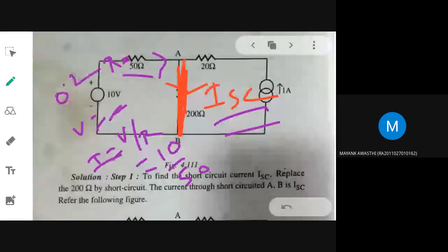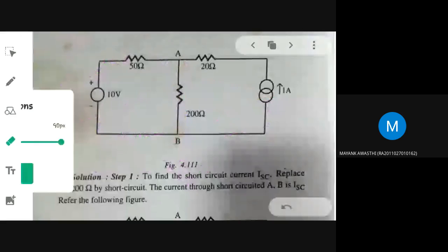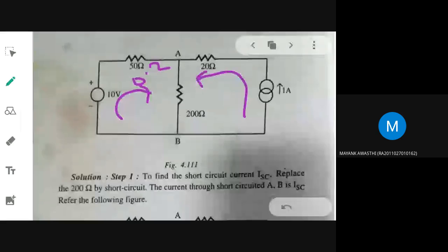0.2 ampere is flowing from this side. In the same way, you need to find out the current flowing from the other side also. If you sum both of these, you will be able to find out the current through terminal AB. So what current is flowing here?